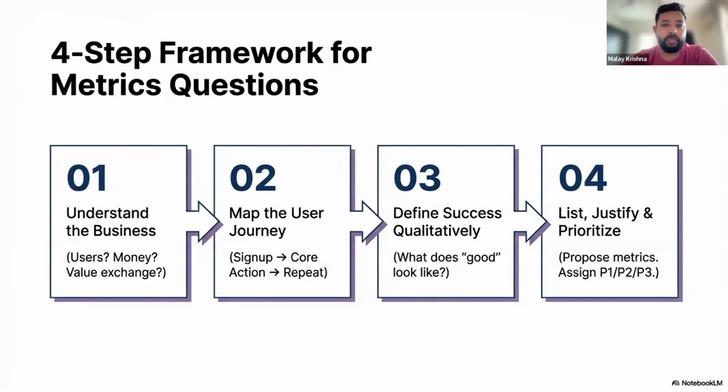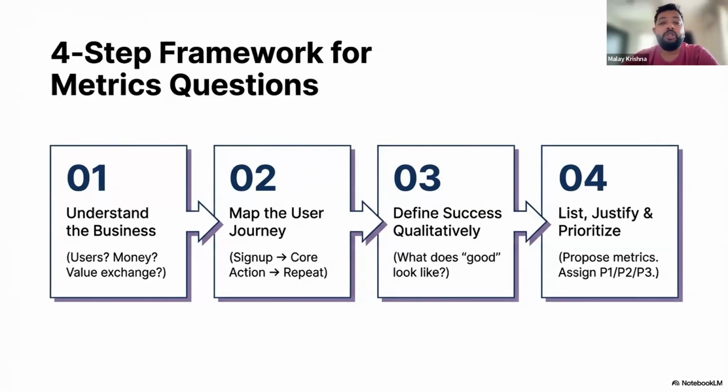So that's how you map the user journey. Step three is you define success. Before you say, for example, daily active users, define what success actually looks like, and equally important, what bad looks like. Don't start with a metric. Start with a question: what do I want to measure in the user journey that I had? What is something that I want to measure?